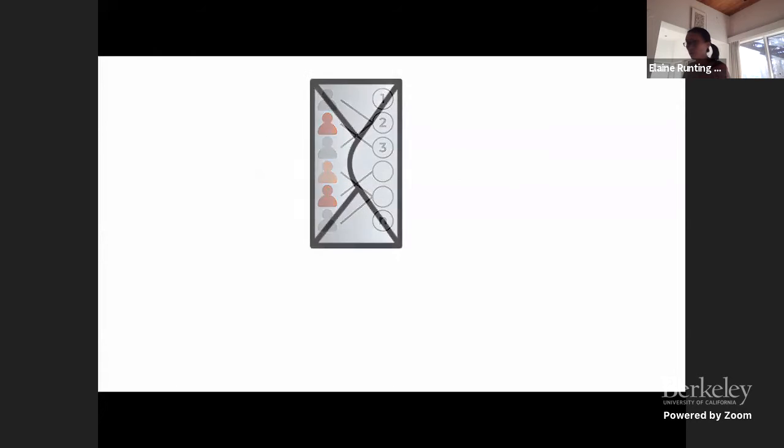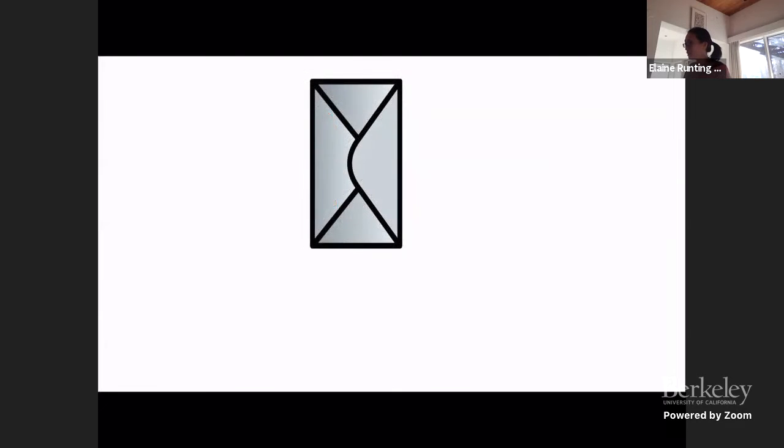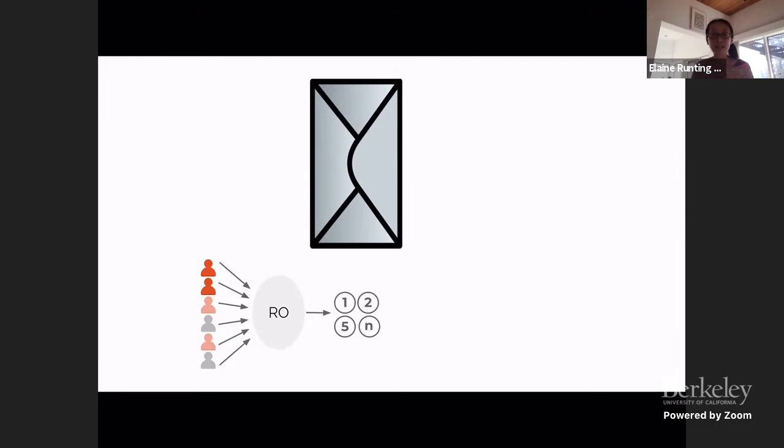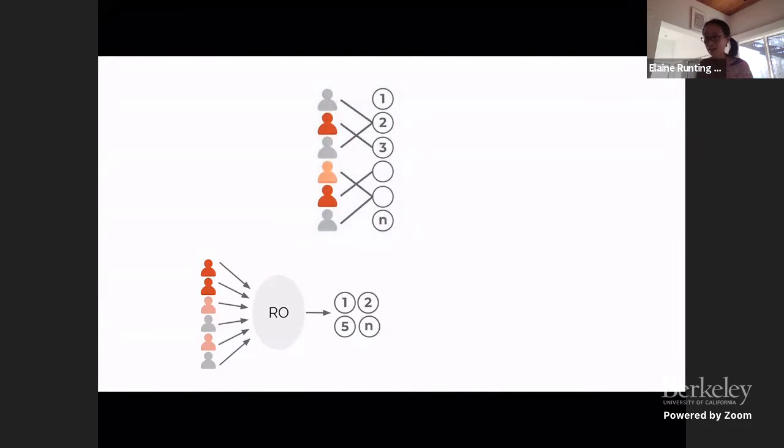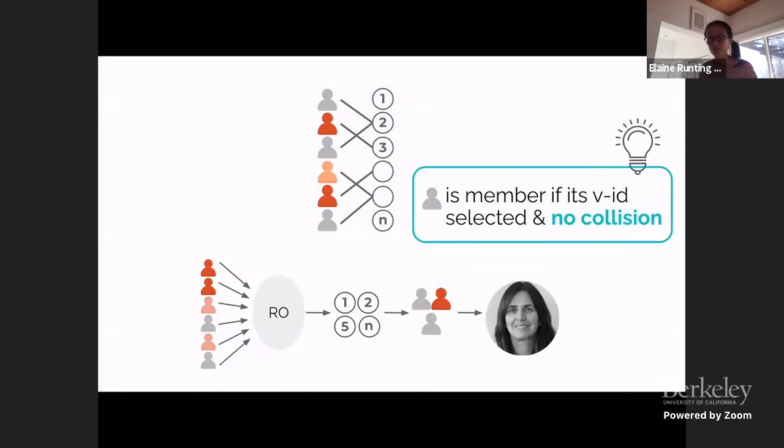So you commit to your random ID, put it in an envelope, and now you run this random oracle-based protocol. But the random oracle is selecting virtual IDs rather than real player IDs. Once you've selected the virtual IDs, you open this commitment, and now you know the reverse mapping. You can map back to the actual player IDs, and then from this committee, you select a winner.